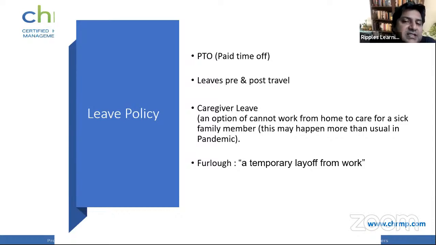And then some organizations are giving caregiver leave. They have added a new kind of leave, which is called a caregiver leave, where if one of the family members of the employee is suffering from corona, which is a highly likely scenario in pandemic, that can happen with the people, then you are talking about that as well, right? That is something that you are going to add as a leave, right? So all this is changing. So we have to think in this aspect as well, right?